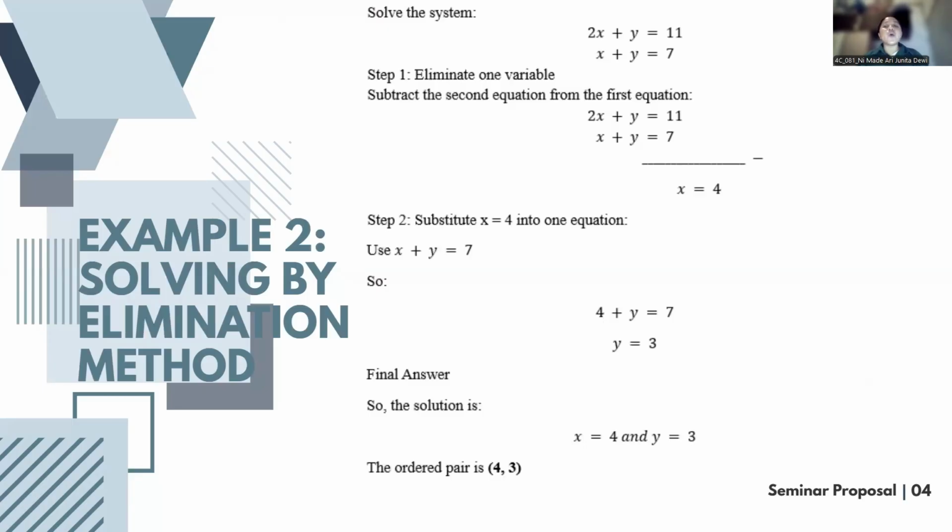After we find x, we substitute x = 4 into one of the equations. Let us use the second equation, x + y = 7. Substitute x with 4. So 4 + y = 7. Then subtract 4 from both sides. So y = 3. And therefore, the solution is x = 4, y = 3. And the ordered pair is open bracket 4, 3 close bracket. Look at the operation on this slide, okay?